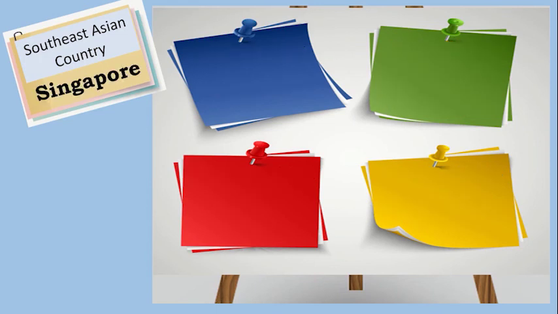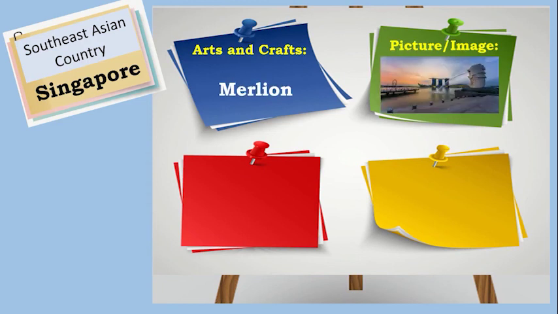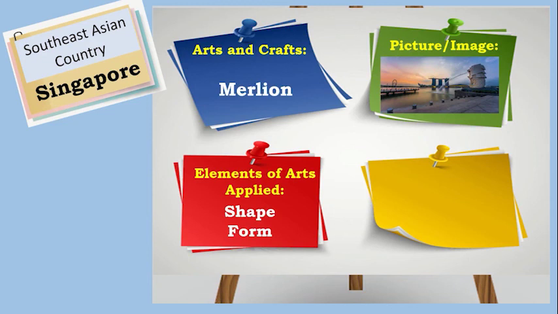And lastly, Singapore. They are very famous with Merlion. Here's an example. On this statue, they were able to apply elements of art: shape and form. And with the principles of design, they were able to apply emphasis and balance. You will get to know more about these arts as we go along the way with our lesson.